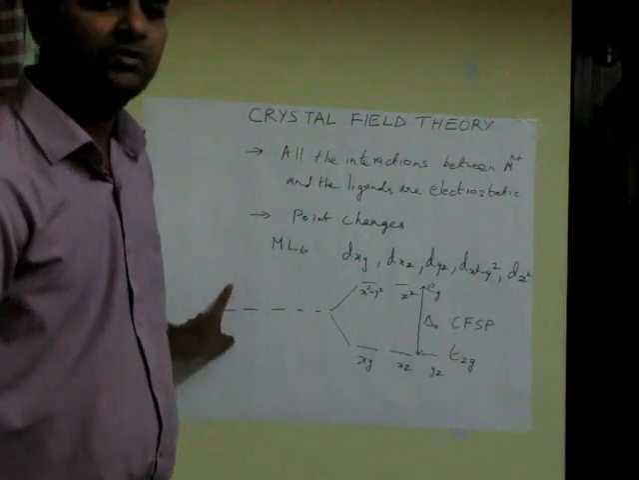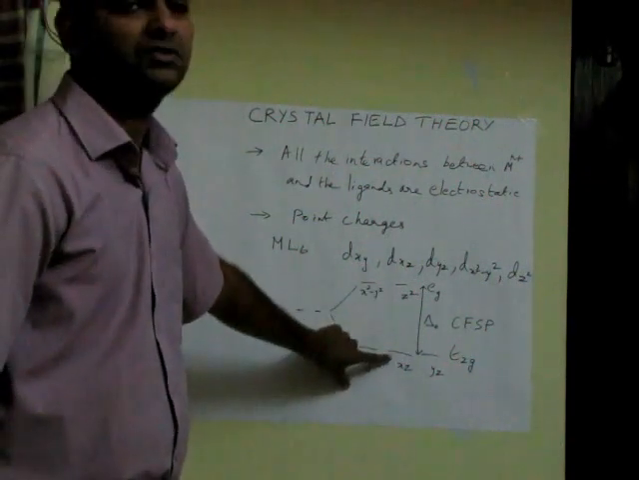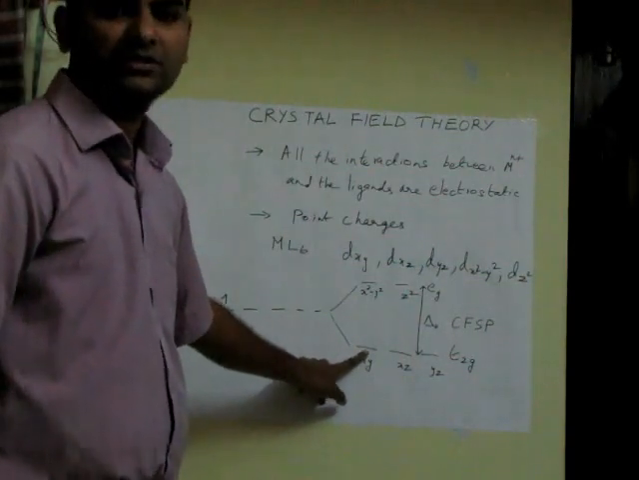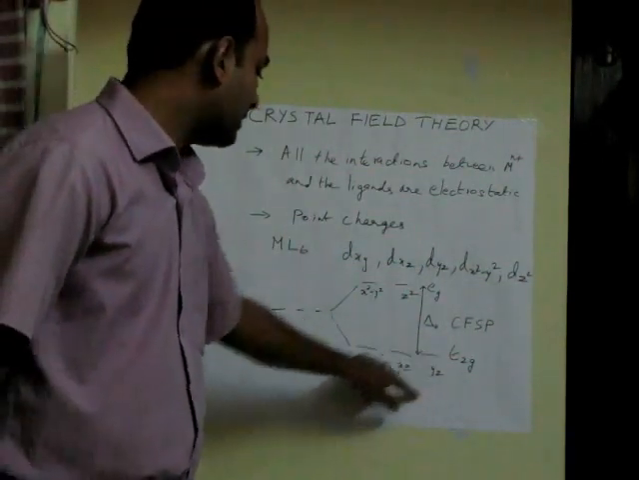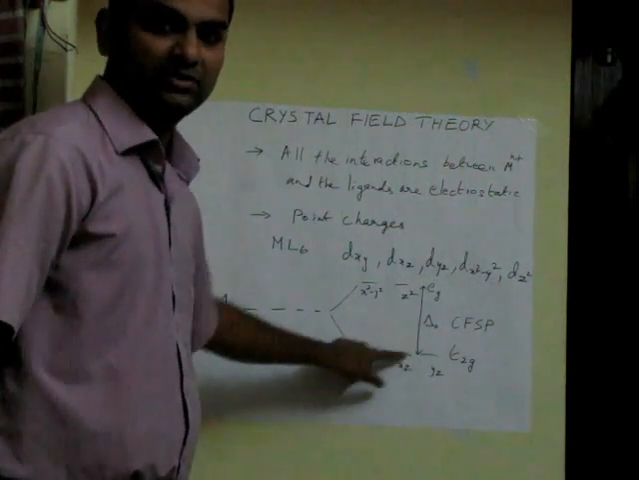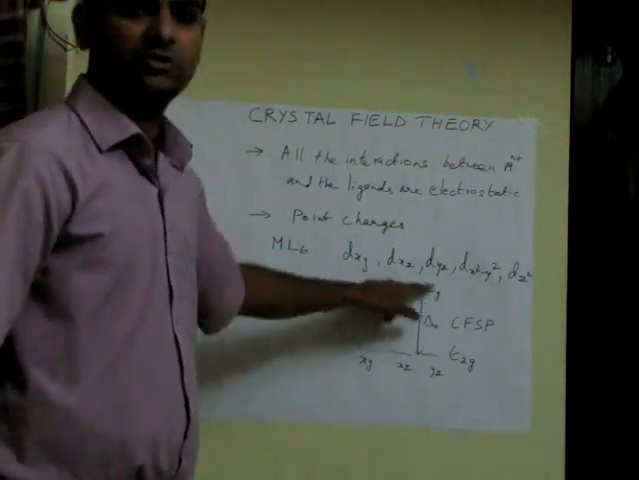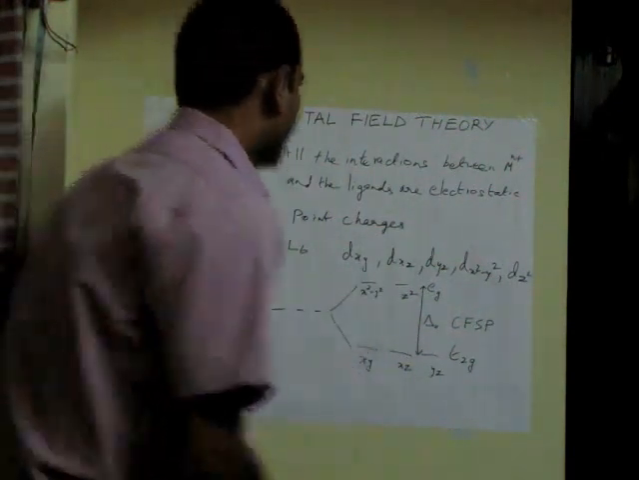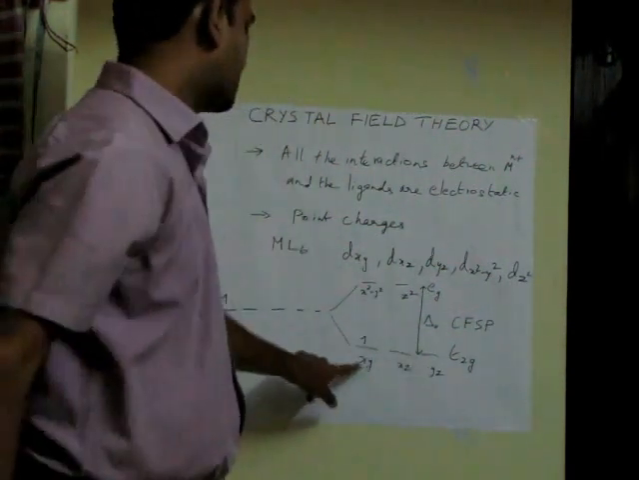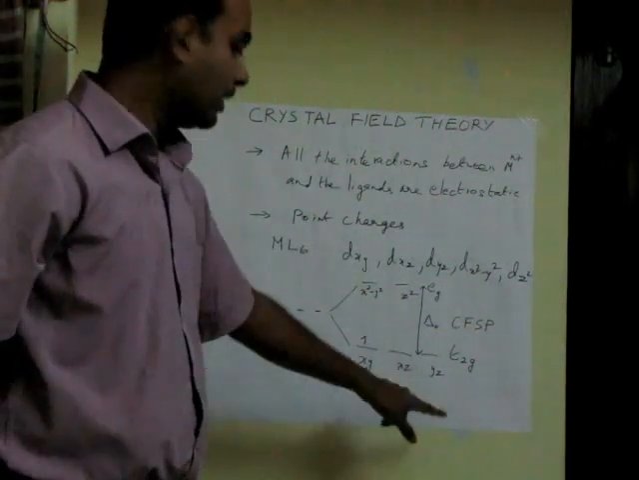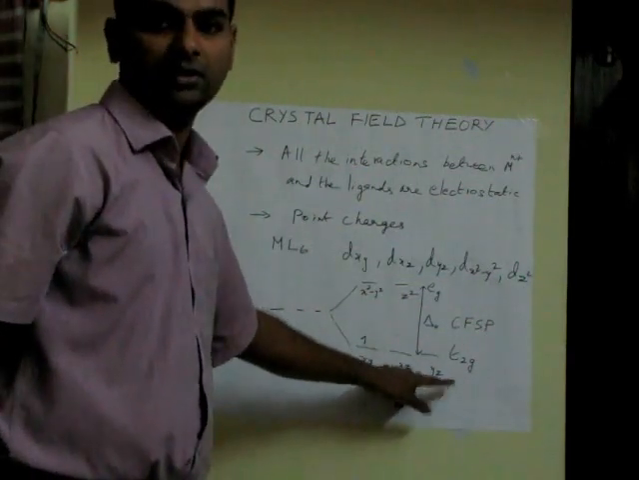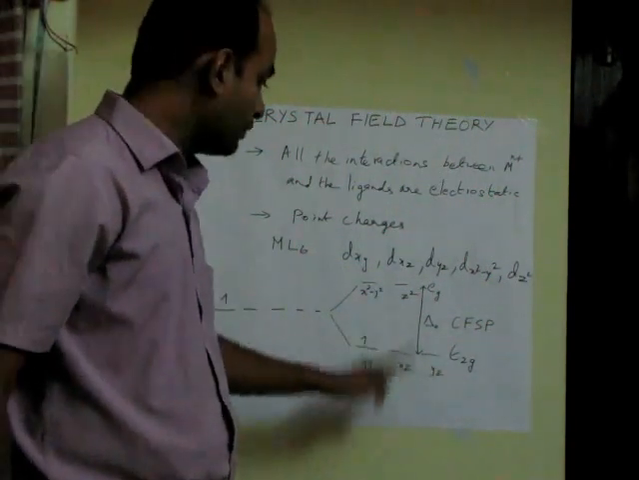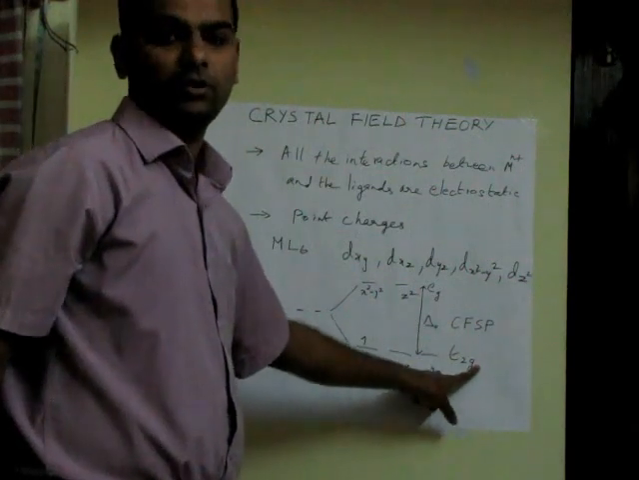For convenience, I just put it here. When this splitting happens, this electron goes and fills up one of the stabilized orbitals. There is degeneracy within these three, and there is degeneracy within these two, so one has to keep that in mind. This electron, for convenience I just put it in xy, it can as well be in xz or yz. One cannot precisely say in which orbital it will be, but it will be in one of the t2g orbitals.